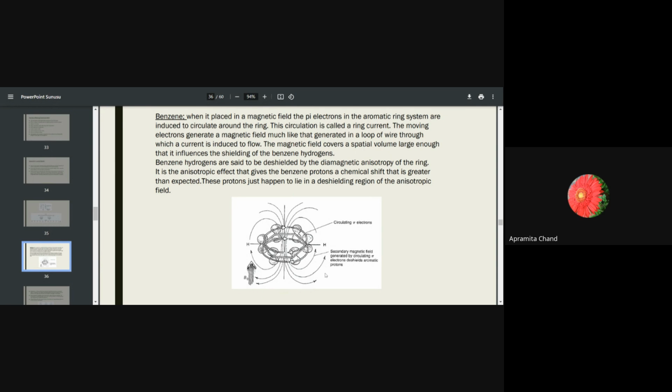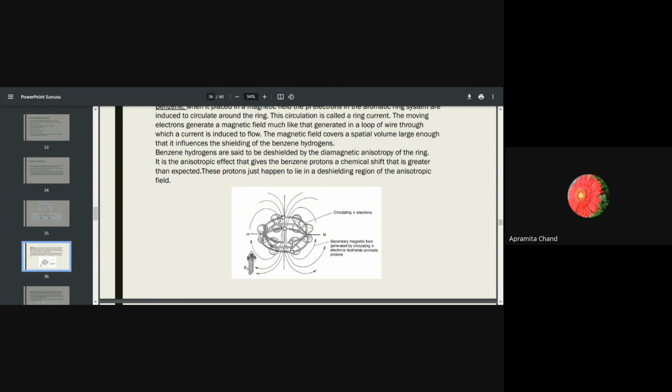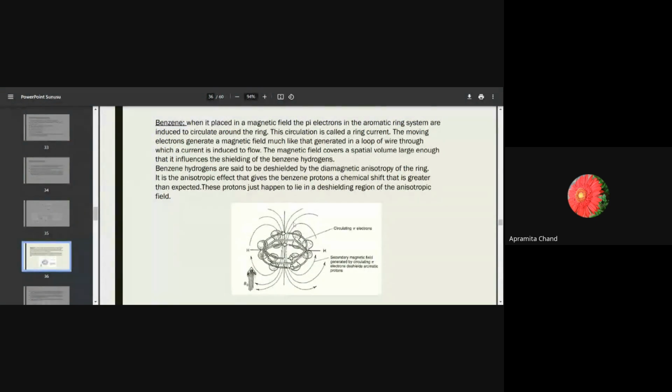Because of this flow, at the particular proton, what is the direction? This is up. So they are de-shielded by the diamagnetic anisotropy of the ring, because the magnetic field is upwards and the circulating pi electrons are there. The secondary magnetic field generated by the circulating pi electrons is actually de-shielding the aromatic protons. The protons happen to lie in the de-shielding region, so they are being de-shielded by the circulating pi electrons, and this is because of the geometry.